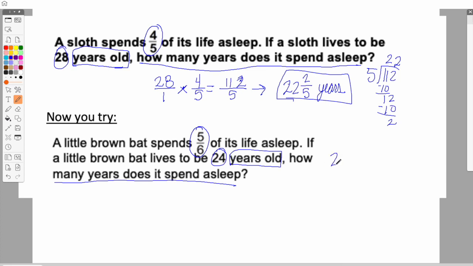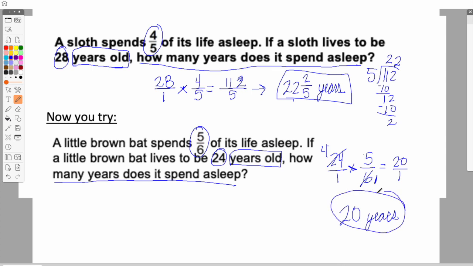All right, so 24 over 1 times 5 over 6. Oh, again, I can cross reduce. These two right here share a common factor, so I can reduce them first. 24 divided by 6, their GCF is 4. 6 divided by 6 is 1. It's going to save me some time in my math. 4 times 5 is 20 over 1. Got one little bit more to simplify, and they actually sleep for 20 years of their life. That's a long time.